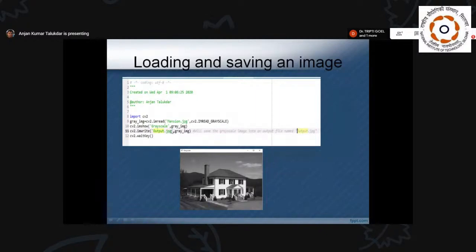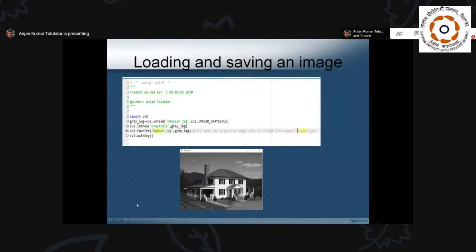Suppose you are loading and saving an image. While loading the image, you are also converting this RGB image to grayscale, so you have to use cv2.imread with the grayscale flag. Then you can display both the original image and the grayscale image. To display the grayscale image, there is a window named grayscale, and you pass gray_image, so that it will display the image by opening a window called grayscale.